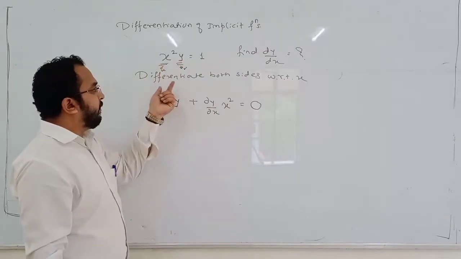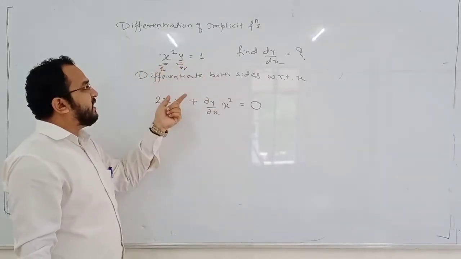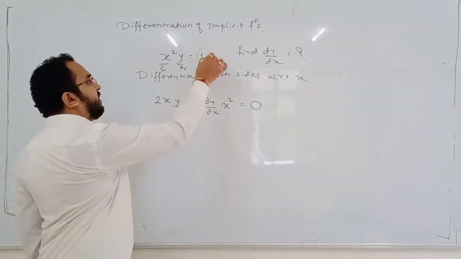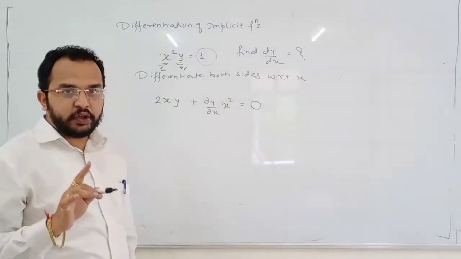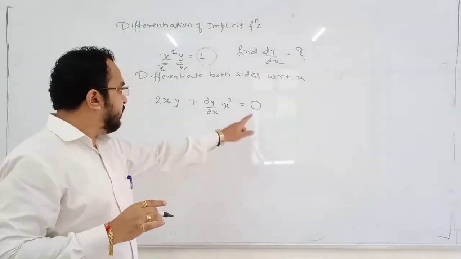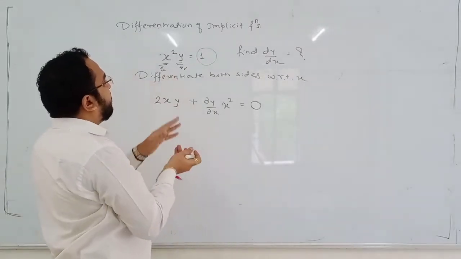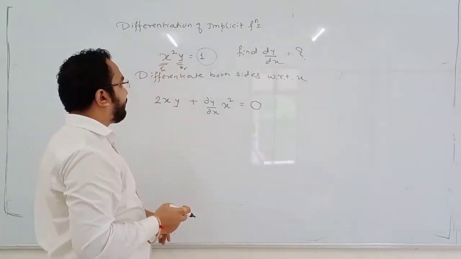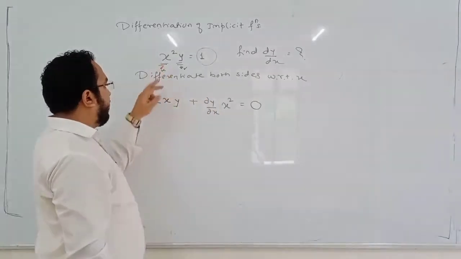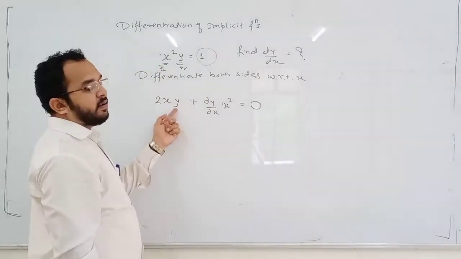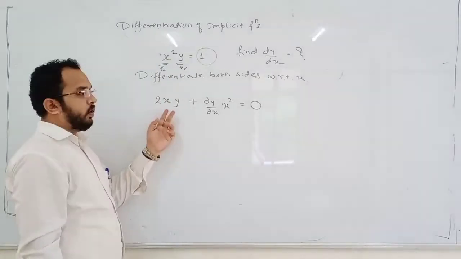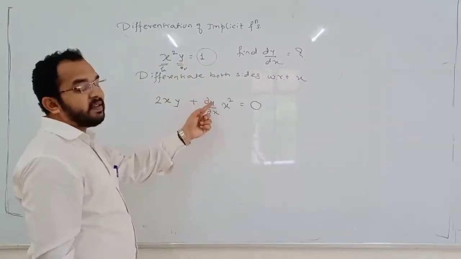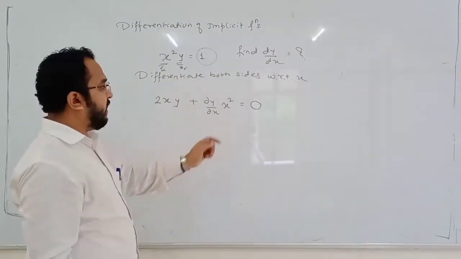Now see, differentiate both sides. So LHS का differentiation क्या है? Product rule है. RHS का differentiation direct 0 है. Because RHS is a constant. RHS is a constant. That is 1. So differentiation of constant is 0. On LHS, there is a product of two functions. That is x square and y. So what is the product rule? Differentiation of first, second as it is. So differentiation of x square is 2x, y as it is, plus differentiation of second. So differentiation of y is dy by dx, first as it is, x square.